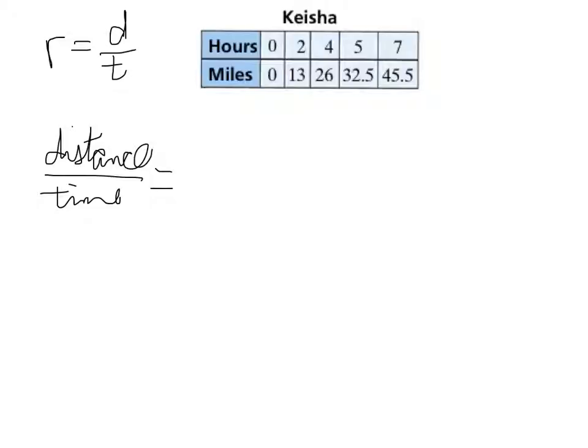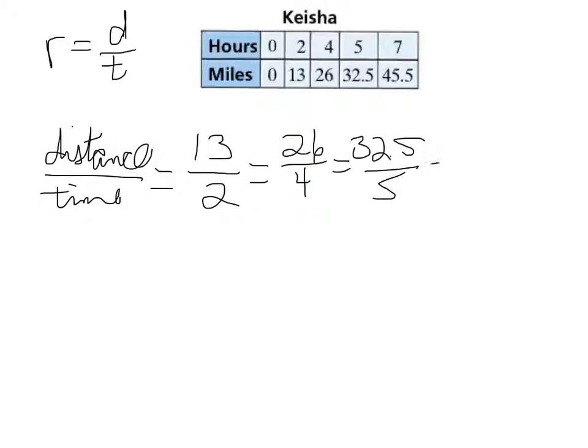So then our first distance is 13 miles in 2 hours. Then we want to see if these are equivalent, so we're going to be putting equals lines between our different ratios, forming our proportions. Then we have 26 miles over 4, 32 miles over 5, and 45.5 miles over 7. Now we can look at these and see if they form a proportion.